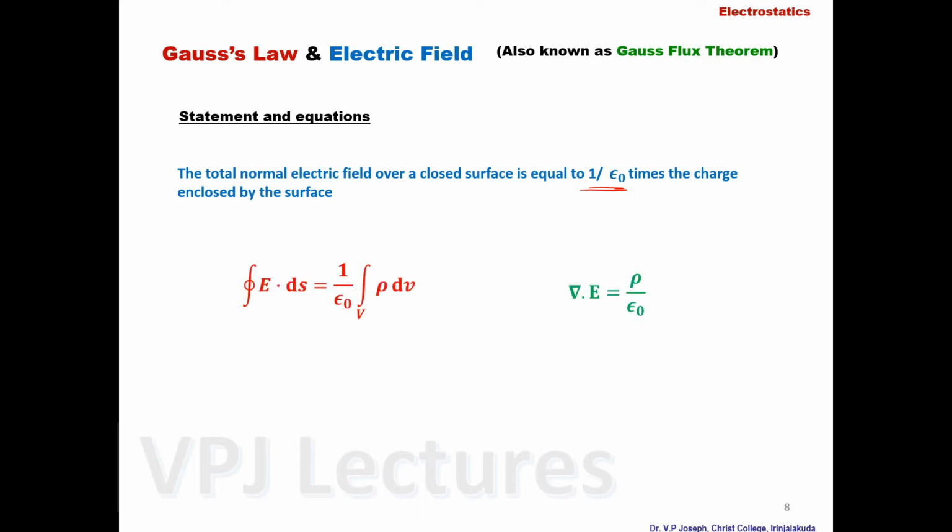So the integral form of this equation is given by closed surface integral E dot ds is equal to 1 by epsilon 0 volume integral rho dv, and the differential form or point form is given by del dot E is equal to rho by epsilon 0.